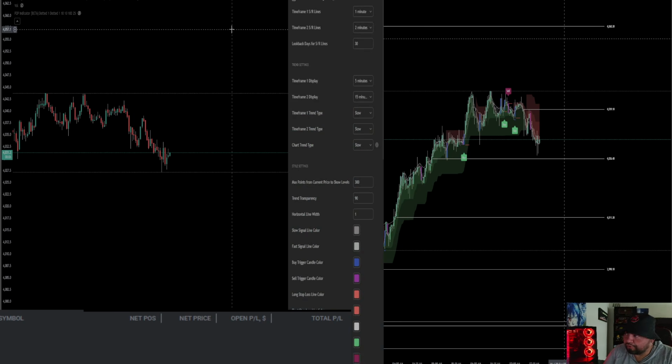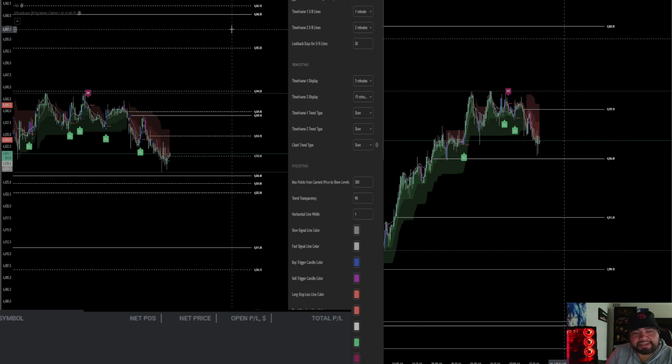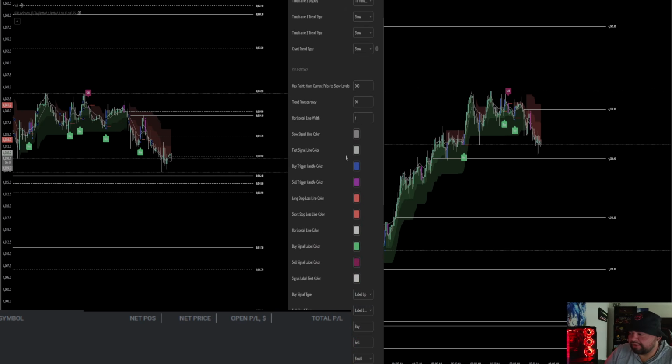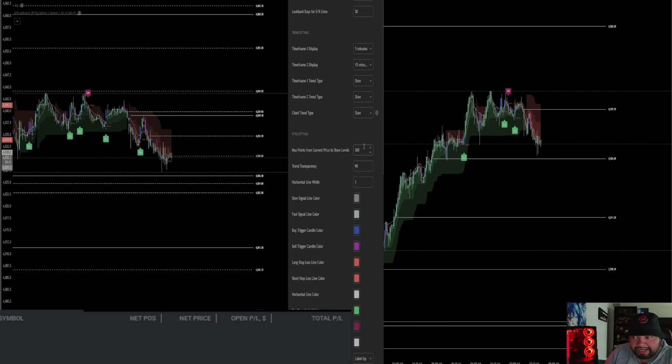For gold, if you're new, and this is all pinned in the quantum chat, this is what you're looking at: the time frame 1 SR lines and the time frame 2 SR lines. These two things are the only thing you will ever want to touch outside of the default settings. The default settings are automatically set to what I use. The only other thing I adjust at times, if it feels crowded and I don't want to see too many levels or lines, is this max points per current price.